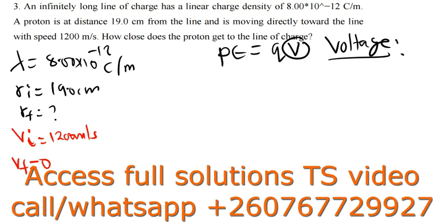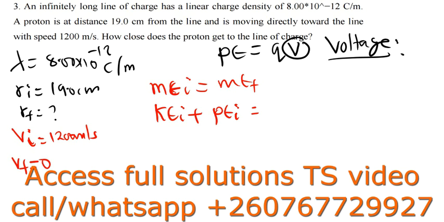Another formula we need to know is conservation of energy. Energy can neither be created nor destroyed, but it can be transformed from one state to another. So the initial mechanical energy should be equal to the final mechanical energy. We are going to have the kinetic energy, since it is moving and we have the velocity. We also have the potential energy because we have the charge and the voltage. So we'll say the kinetic energy initial plus the potential energy initial should be equal to the kinetic energy final plus the potential energy final.